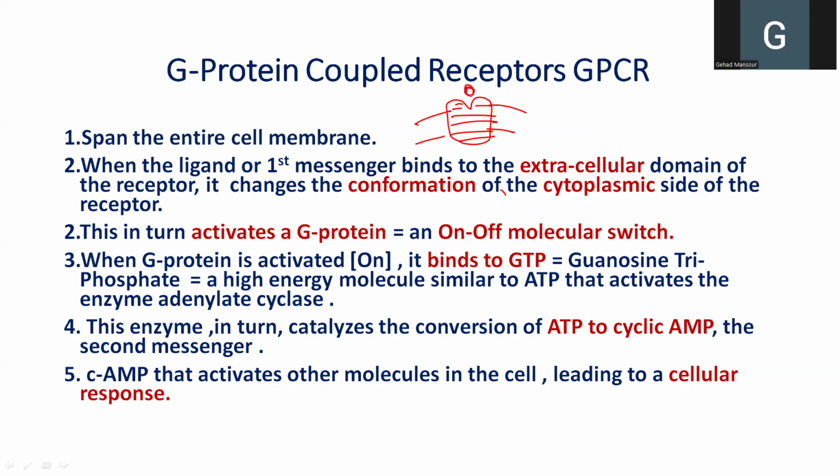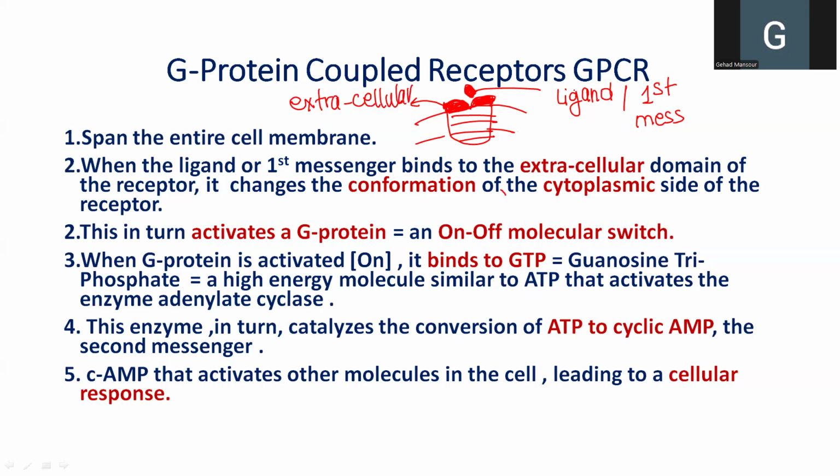So when the ligand or the first messenger binds, this would be called the signaling molecule, or the ligand, or the first or primary messenger. When the ligand or first messenger binds to this part of the receptor that lies outside the cell membrane, how would we call this part of the receptor that lies outside the cell membrane? We would call it the extracellular domain of the receptor.